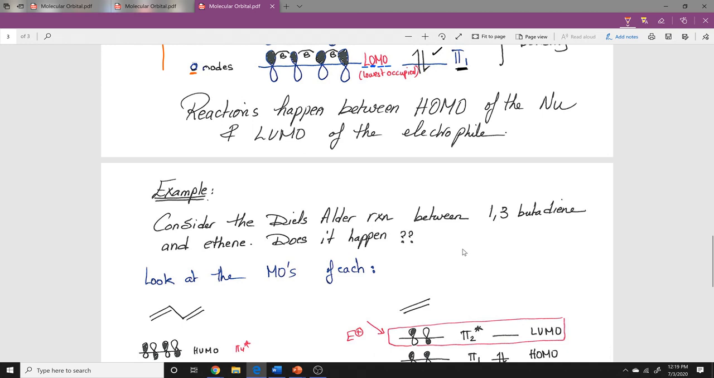If you have bonding states between the highest occupied and the lowest unoccupied, this means that the reaction can happen. If you have anti-bonding states, or an anti-bonding interaction, this means that the reaction will not happen. So let me give you an example.